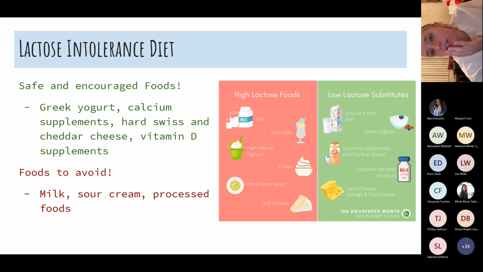Additionally, just to put things in perspective, not every dairy product has lactose in it. And remember, this is not a dairy allergy. Things such as hard cheeses and Greek yogurts typically are lactose free, and it's pretty safe for these patients. However, ice cream, coffee creamer, heavy whipping cream, things like that, milk usually have lots of lactose in them.